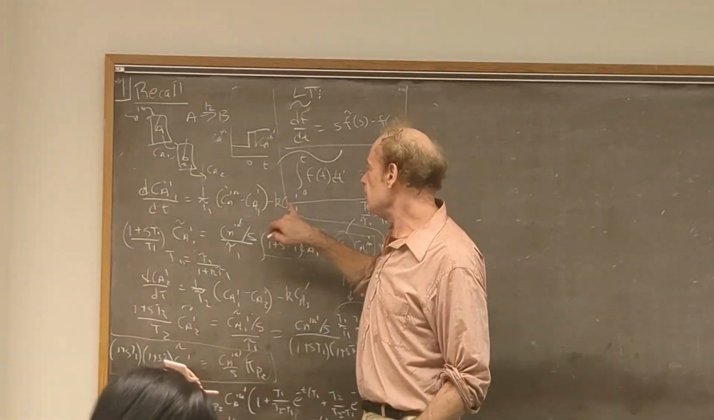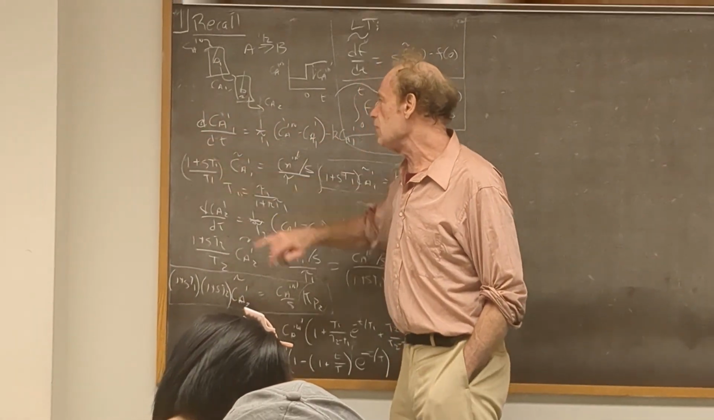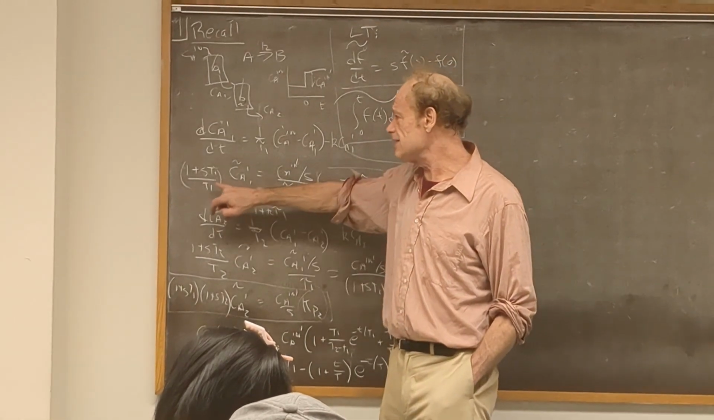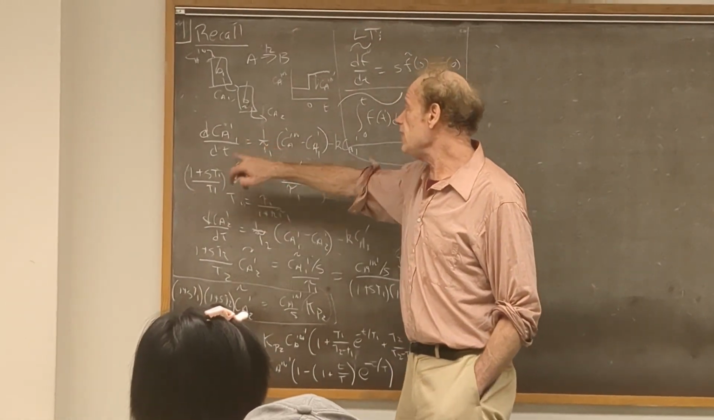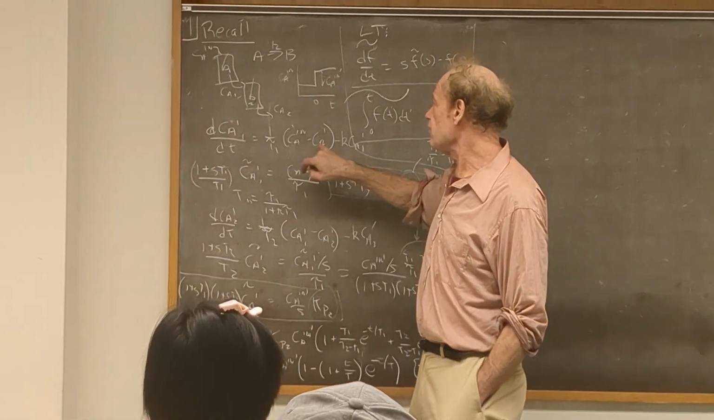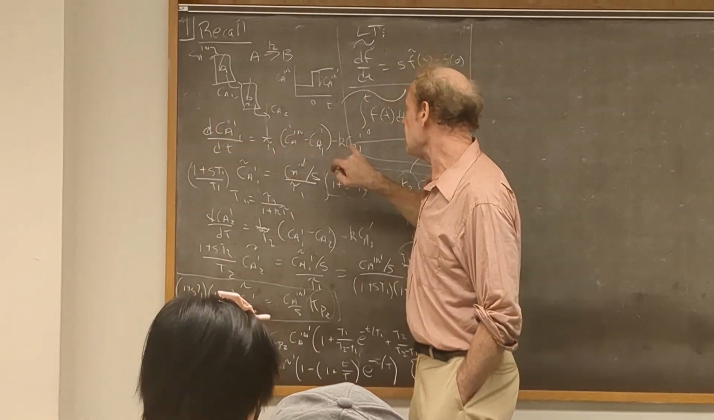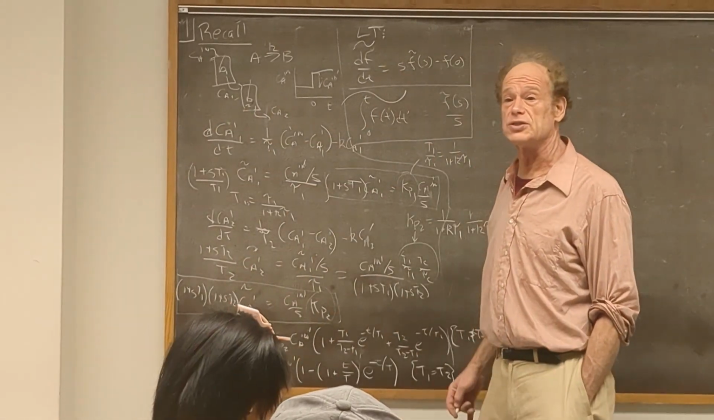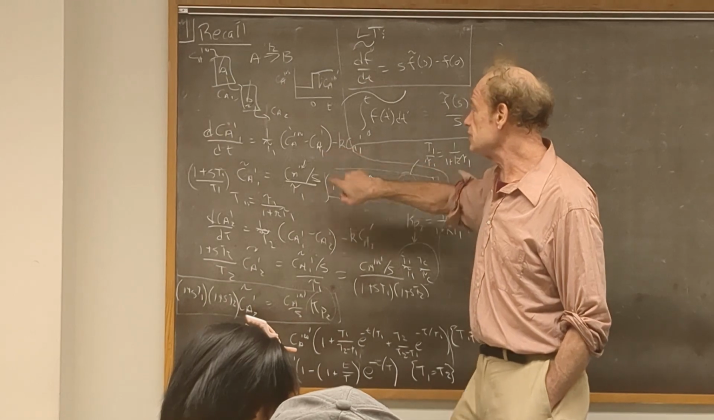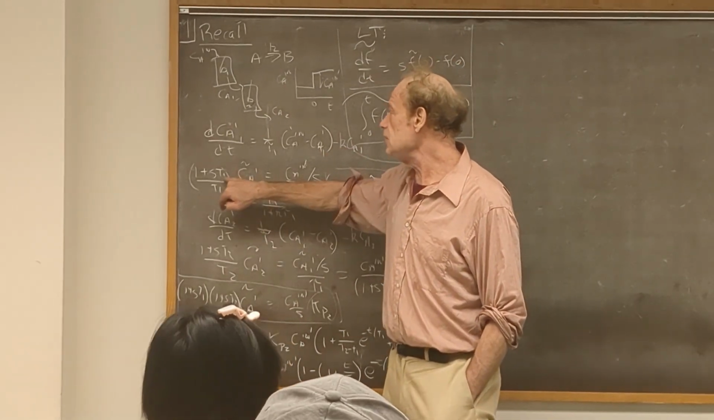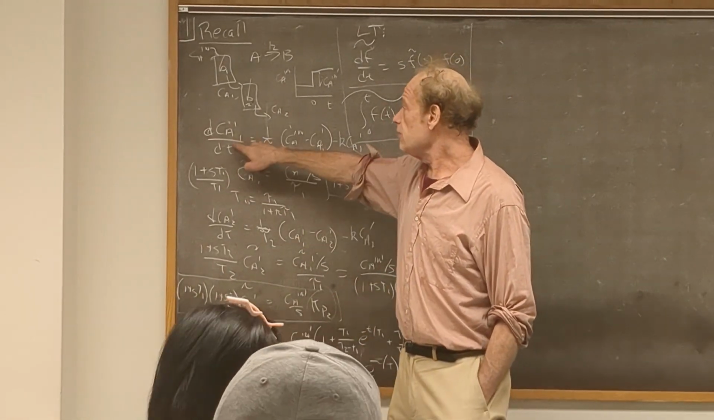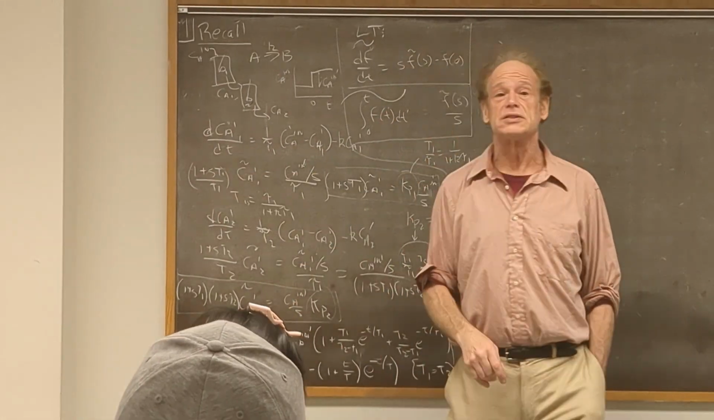Well, when I bring the K to the other side of the equation, that went into the T1. The 1 plus S T1: this thing goes on the other side and the K goes on the other side. Both those guys go on the other side. This term and this term both go into T1. And the derivative gives me the S.